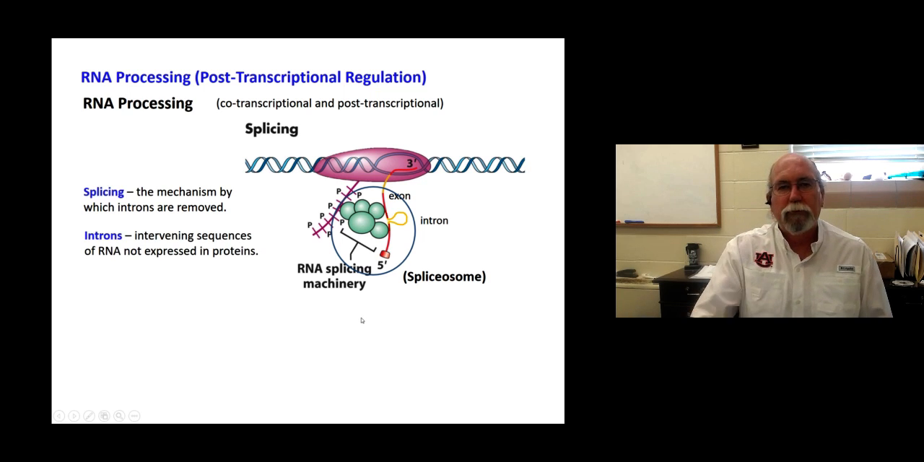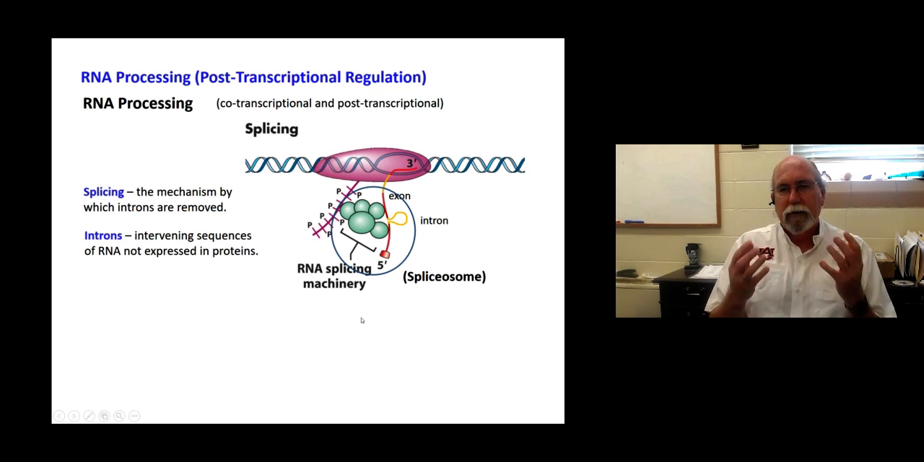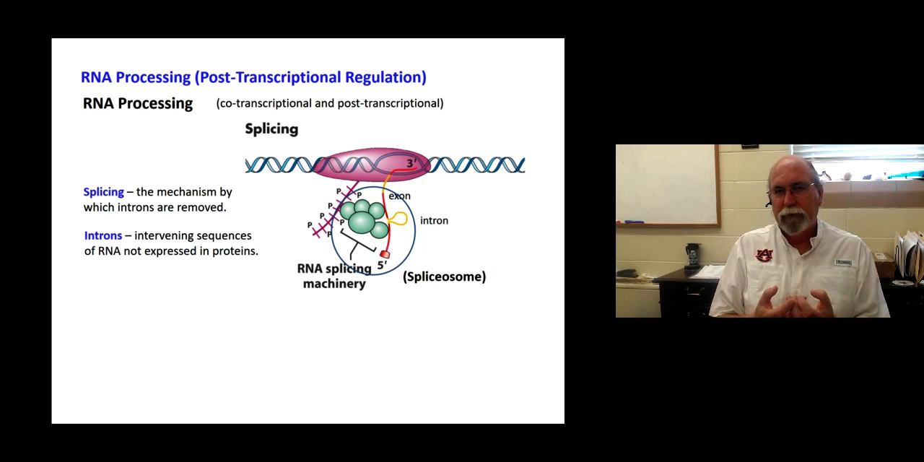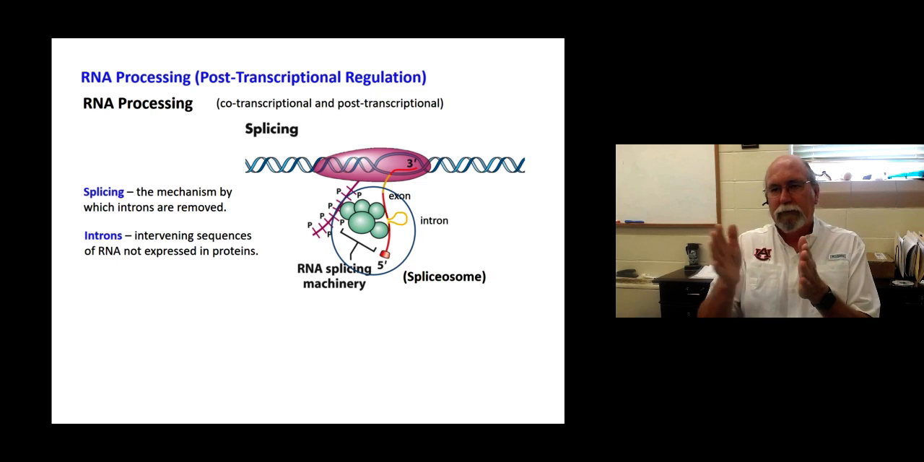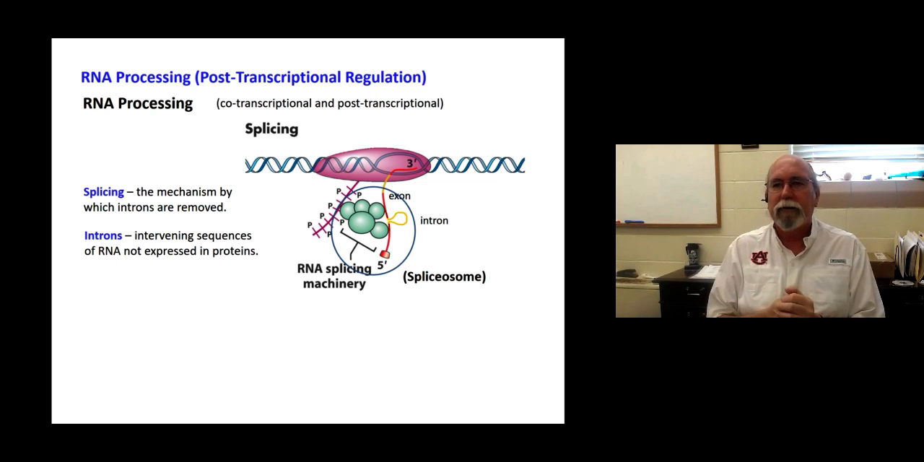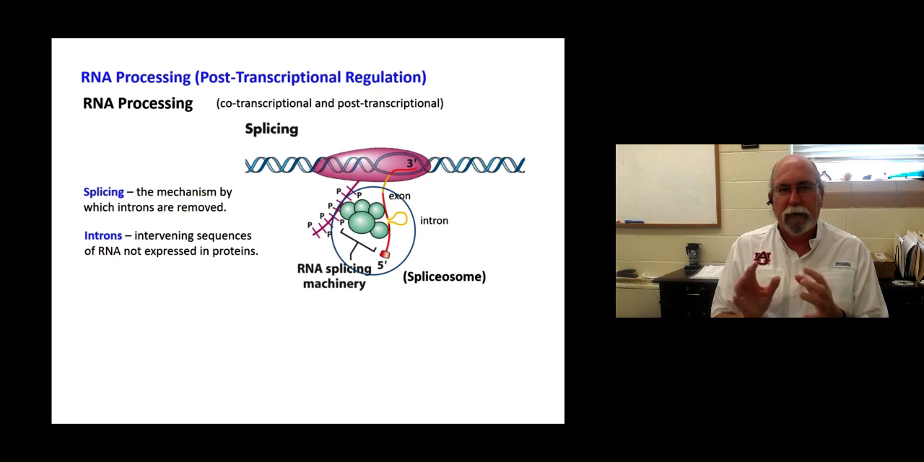Why? Because we want to remove these introns. Introns are these intervening sequences that we know, because remember, transcription itself is just a blind process. Once it initiates, it starts elongation, it just copies everything. It doesn't know which is an intron or an exon. It copies it all. So the introns are these intervening sequences that are not going to be involved in the protein parts.